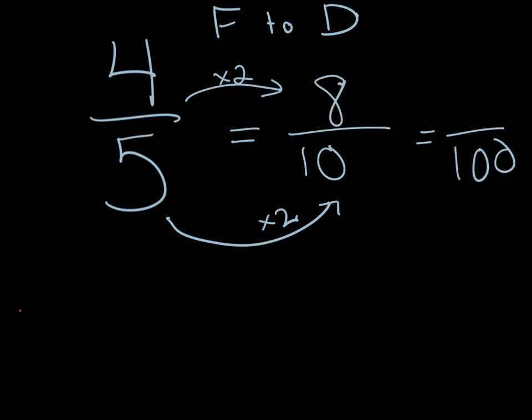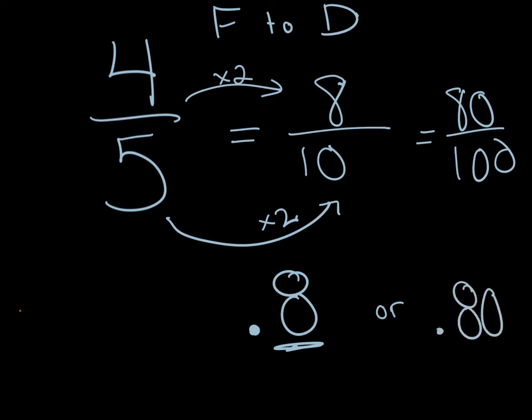So it's 8 tenths. And if you think about your place value, you have 8 tenths. It's in the tenths place. If you went to 100, you multiplied by 20, which gives you 80. Or you could have said, I have 80 hundredths, which means the exact same thing.